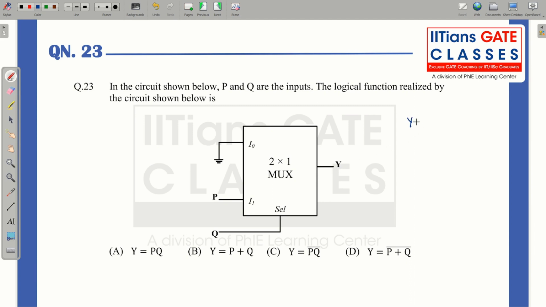We know that Y is equal to, if your selection line is denoted by S, then S bar I naught plus S dot I1. In this, we can see that I naught is 0, I1 is your P, and the selection line is your Q. If I put this in the above expression, Y is equal to Q complement dot 0 plus Q dot P. So Y comes out to be QP or PQ. Which option is correct? Option number A.